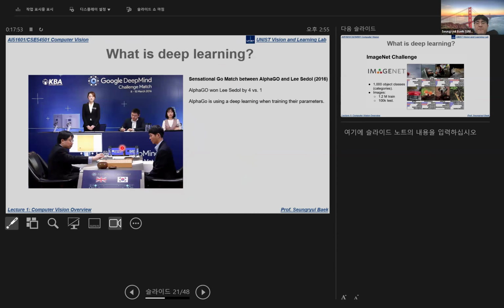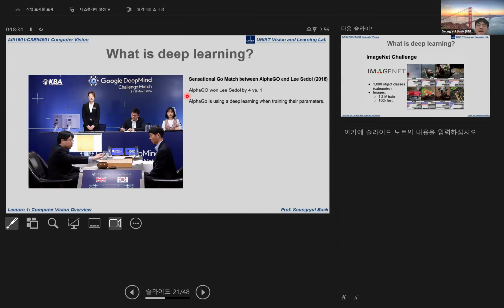And what is deep learning? Maybe you remember this type of event. In 2016, there was a Go match between AlphaGo and Sedol Lee, the Korean Go player. This event was very sensational. AlphaGo won 4 times, and Sedol Lee won 1 time. And actually, Sedol Lee became a professor at UNIST. Anyway, you have to remember that AlphaGo is also an algorithm with a deep learning architecture.